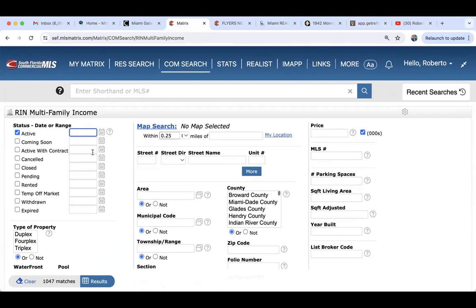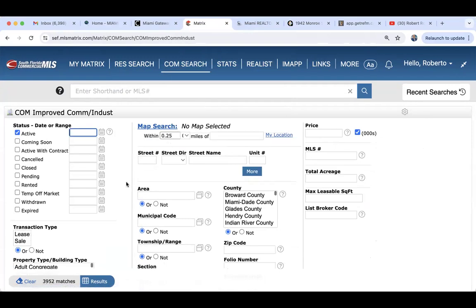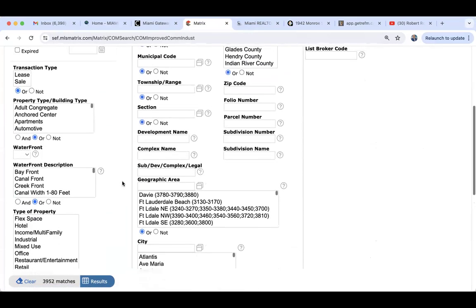Now, if you want to find bigger units, larger multifamilies, we're going to go here, we're going to run a commercial search, which is COM improved, right? COM improved, that's your commercial search. There are two property types you're going to choose. One, apartments. So where it says property type, building type, apartments. And you're going to hold down your control key or your command key, and you're going to also select residential multifamily. So now we have residential multifamily and we have apartments.